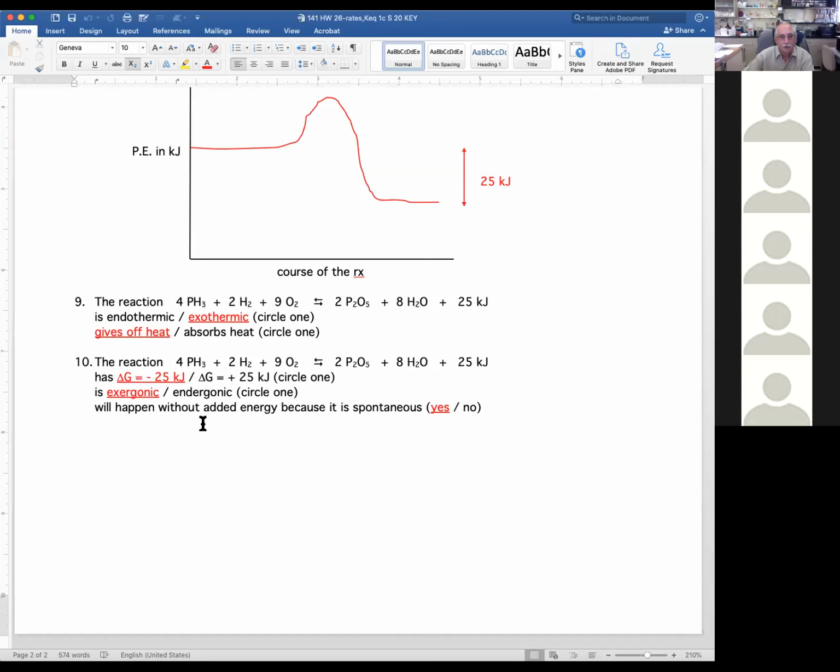So is it a spontaneous reaction? The answer is yes, because this is higher energy than this.